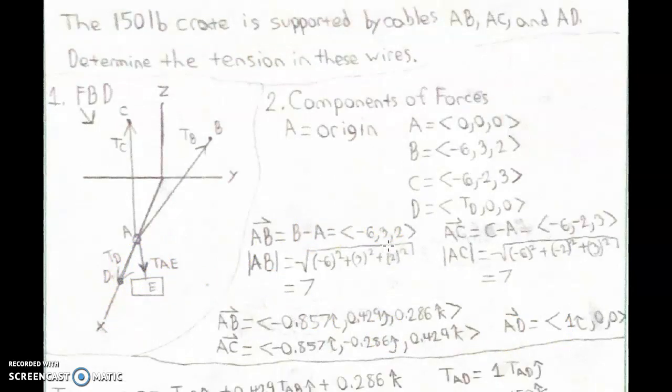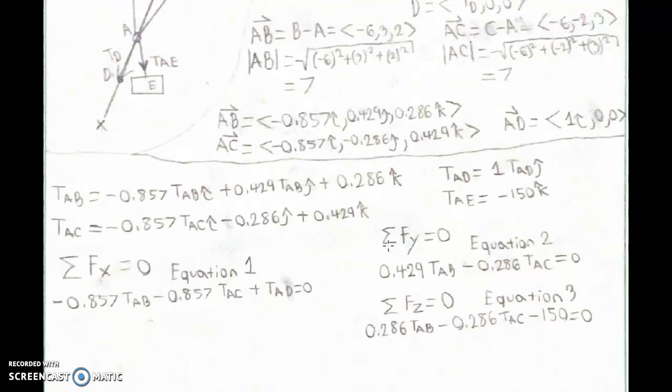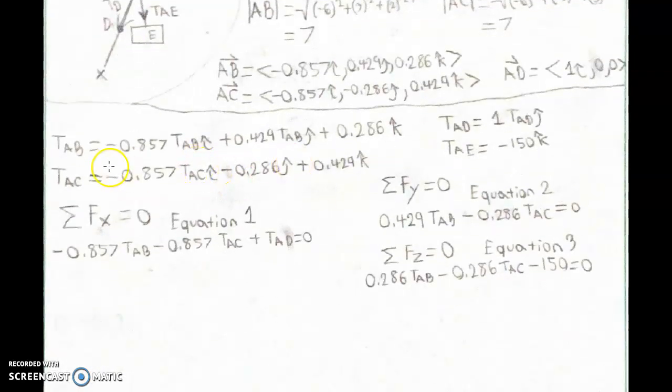And now we can take all of that and rewrite them as tension vector components and create our equations. So the sum of the forces in the X is going to be equal to our tension in the X, which is negative 0.857 TAB minus 0.857 TAC plus the tension AD, set equal to 0.